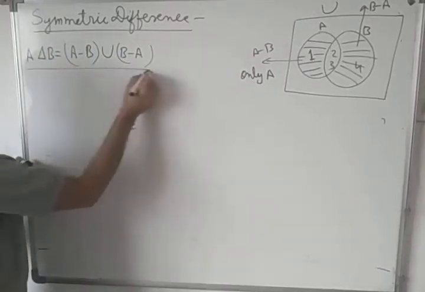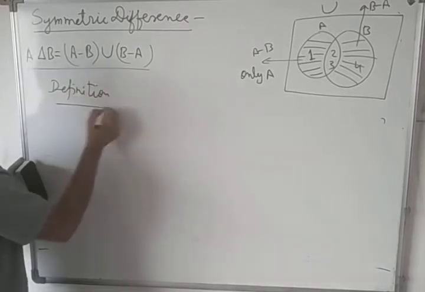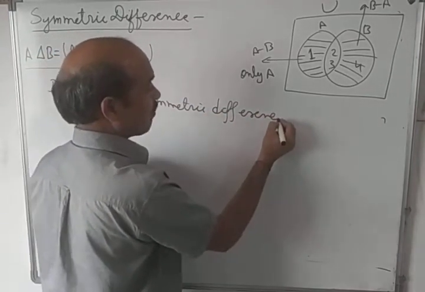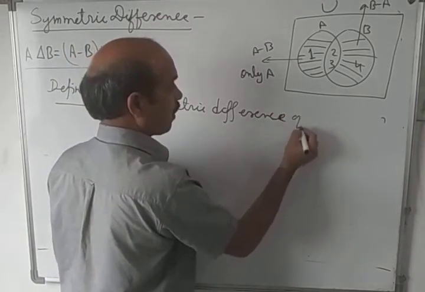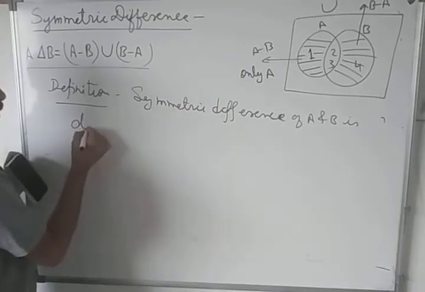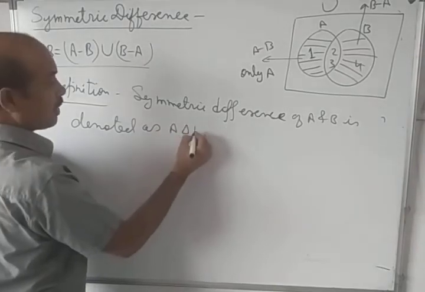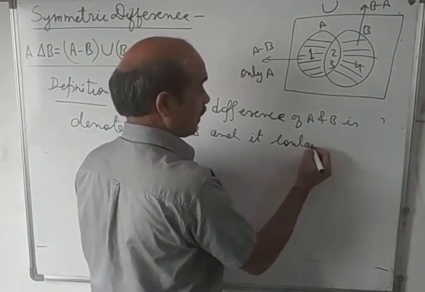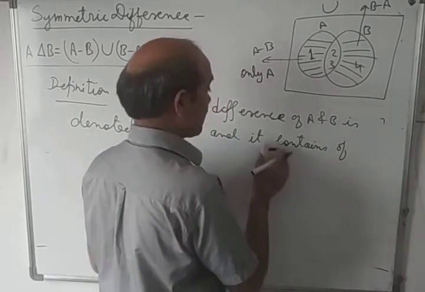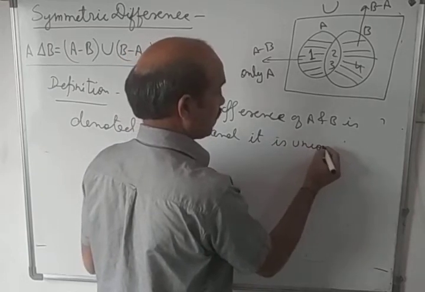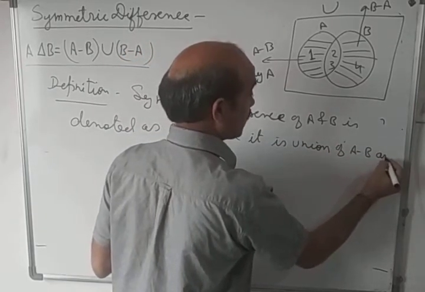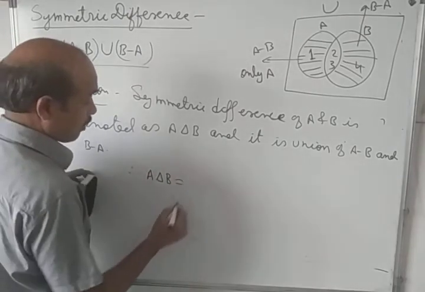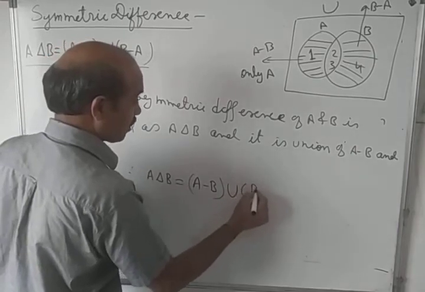Now if you want to write definition, symmetric difference of A and B is denoted as A delta B, and it contains, or you can simply say it is union of A minus B and B minus A. Therefore, A delta B is A minus B union B minus A.